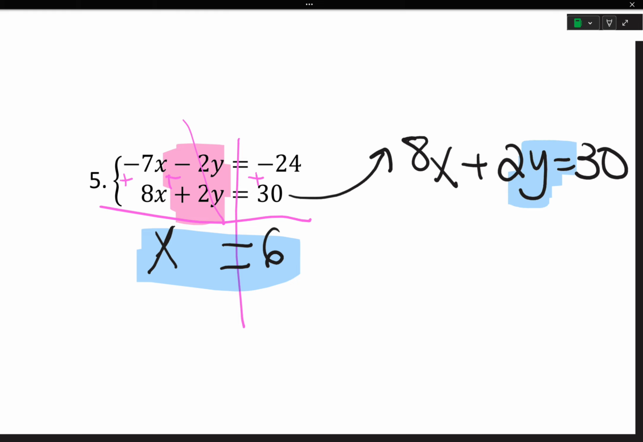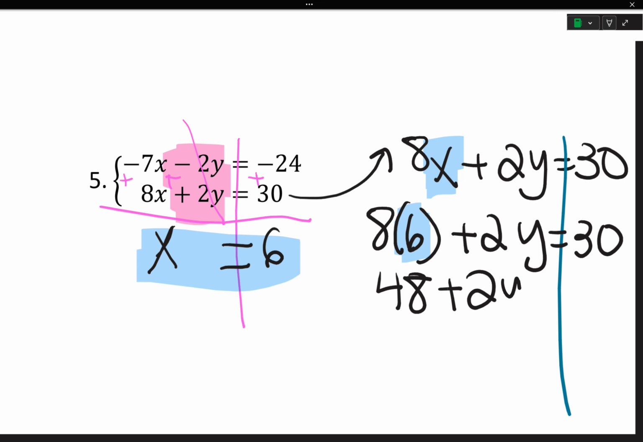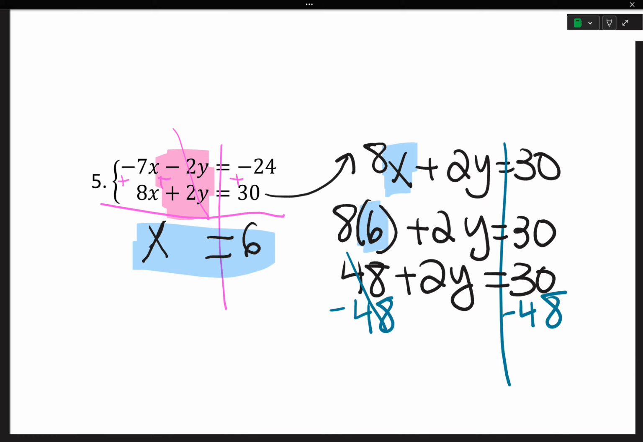Let's do it. I highlighted the wrong letter. We found x. Now since we found x, let's plug 6 in instead of x. Alright, so we have 8 times 6 plus 2y equals 30. 8 times 6 is 48. Everything stays the same. Now let's subtract 48. Since it was positive, we undo it with a negative. 2y equals negative 18.